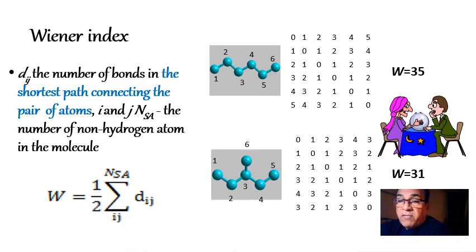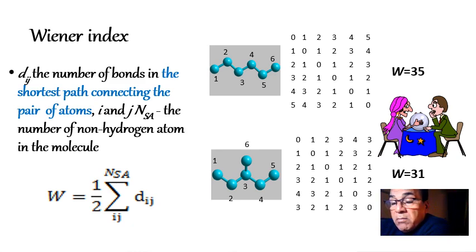For the upper chain, we number the carbon atoms 1, 2, 3, 4, 5, etc. Summation: the distance between 1 and 1 is 0, between 1 and 2 is 1, between 1 and 3 is 2, between 1 and 6 is 5. The summation of these values gives us 15. The same for atom 2: the distance between 2 and 1 is 1, 2 and itself is 0, then 1, 2, giving us 11. The summation of the obtained values gives us 70. Divided by 2 gives the Wiener index value 35.